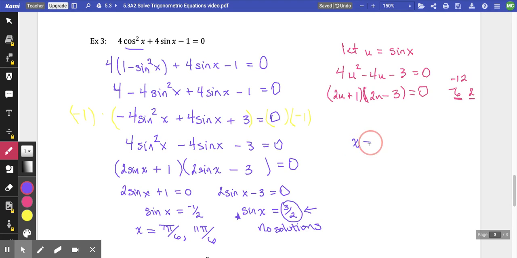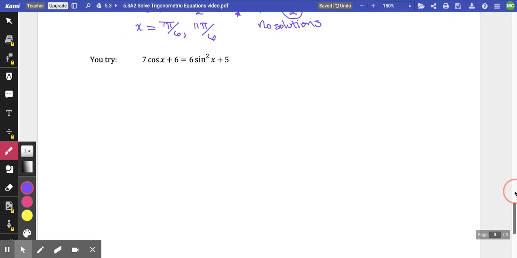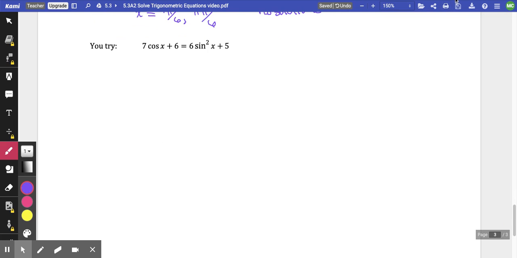So all of my solutions for this equation on the interval from 0 to 2 pi are just 7 pi/6 and 11 pi/6. So just 2 answers for this one. All right, now you're going to try this one and answer on the Google form.